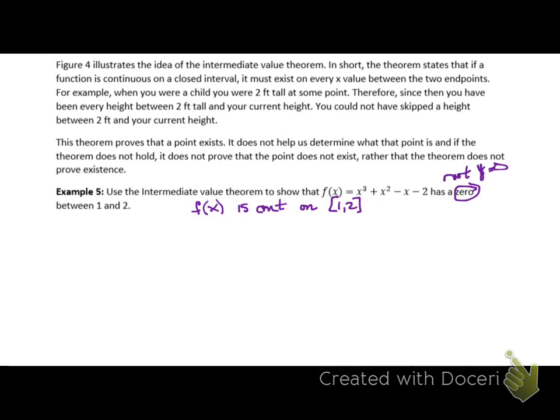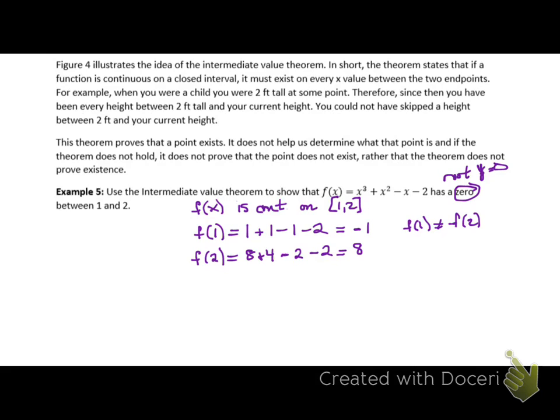Now we need to find f of 1 and f of 2, and we do that just by plugging numbers in. So f of 1 is 1 plus 1 minus 2, which is just -1. And f of 2, we plug that in, we get 8 plus 4 minus 2, which is 8. Okay, so the other requirement is that f of 1 cannot equal f of 2, which is true, right? F of 1 does not equal f of 2, because -1 is not equal to 8.